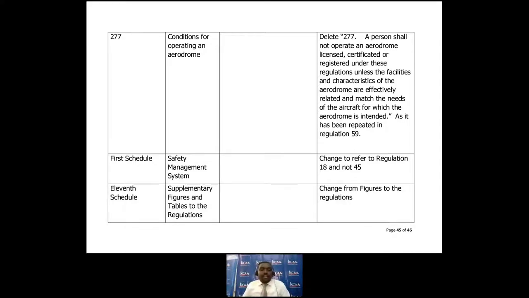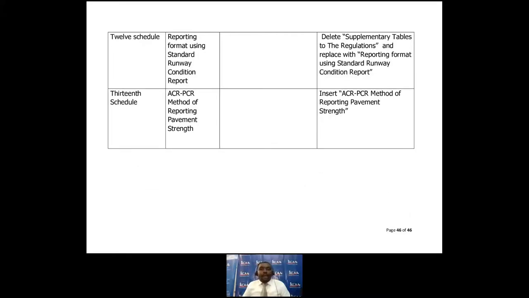And then on the 11th schedule, supplementary figures and tables to regulation. This was a change from figures to the regulation. So there was that introduction of supplementary figures and tables to the regulation instead of what was initially there, figures to the regulation. 12th schedule, reporting format using standard runway condition report. So delete supplementary tables to the regulation and replace with reporting format using standard runway condition report.